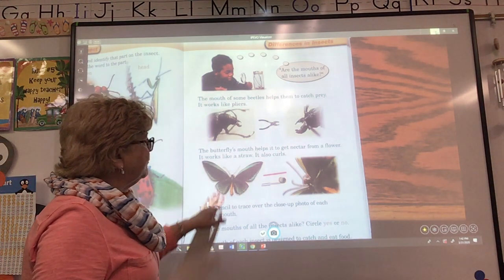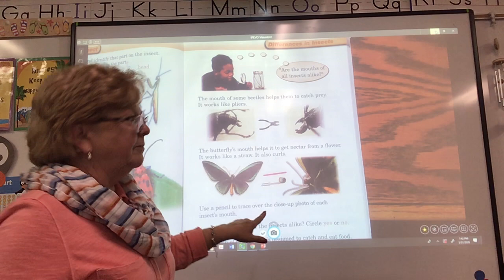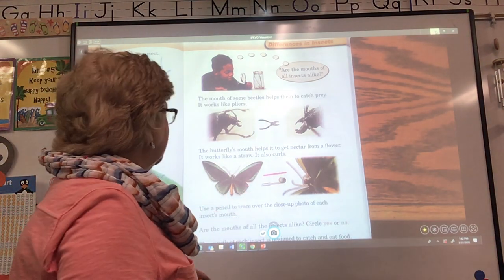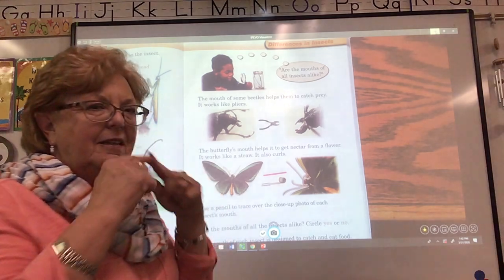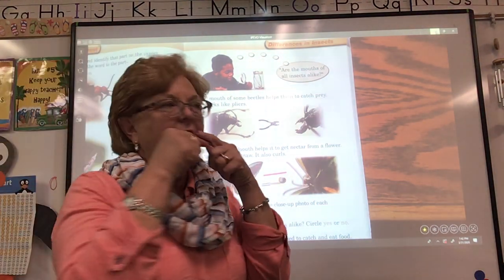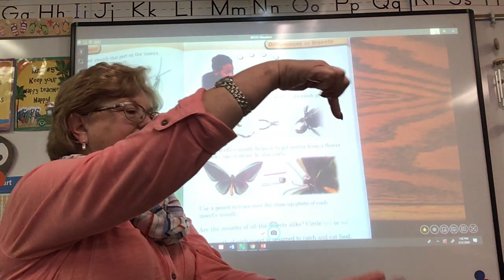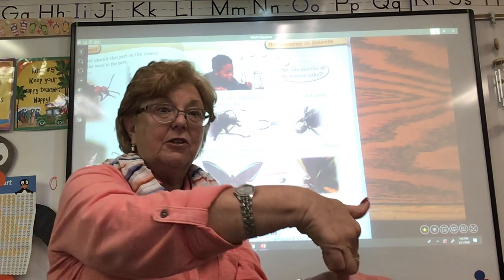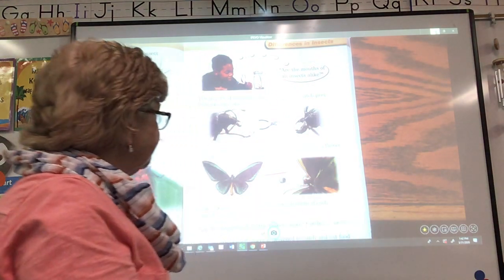Then you have the butterfly. Butterfly is kind of cool. And we'll probably see some pictures soon about how they eat. You've got the butterfly, and she's got this little tongue thing that curls up into their mouth and then curls out so they can stick it down into a flower, because that's where they get their food, their nectar.